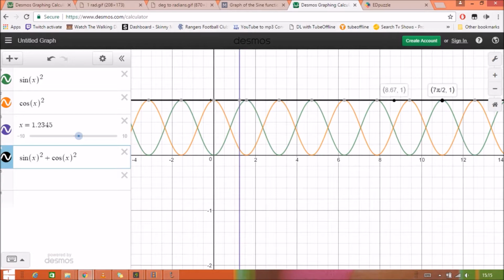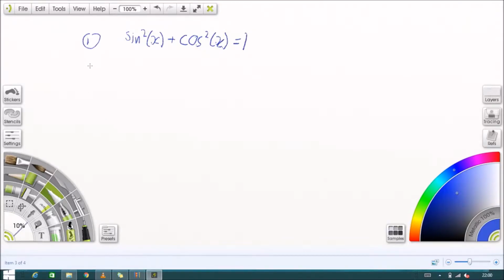Right, so here's our relationship written again. This is our trig identity, a very basic one. If you ever see sine squared plus cosine squared, you can just substitute that in to be 1. That is provided, of course, that x is the same angle in both parts of that function.